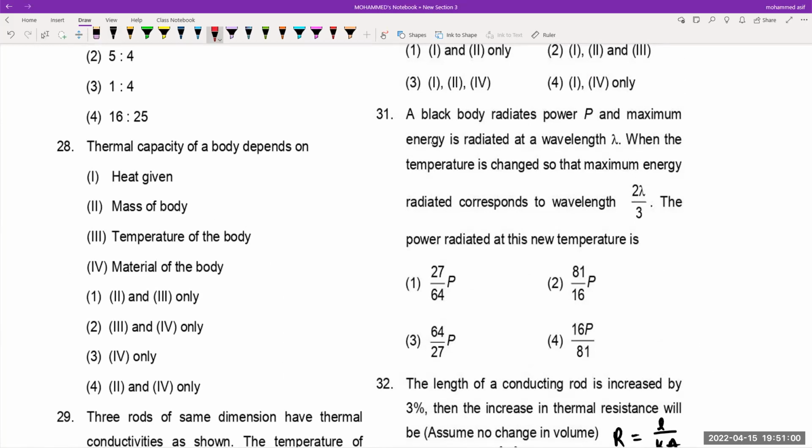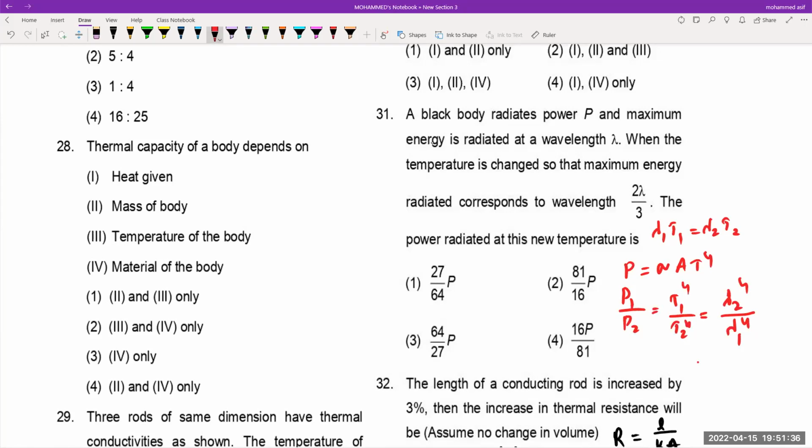विंग्स डिस्प्लेसमेंट लगाइए. विंग्स डिस्प्लेसमेंट का फॉर्मूला याद है आप लोगों को? लैम्डा 1 into T1 will be equal to लैम्डा 2 into T2. पावर का फॉर्मूला, पावर इज इक्वल्स टू स्टीफेंस लॉ, पावर इज इक्वल्स टू सिग्मा into A into T to the power of 4, isn't it? So पावर पूछा है तो पावर का इक्वेशन देख लीजिए. P1 by P2 is equals to T1 to the power of 4 divided by T2 to the power of 4. यानी that will be equal to, T is inversely proportional to wavelength, ये बन जाएगा lambda 2 to the power of 4 divided by lambda 1 to the power of 4.